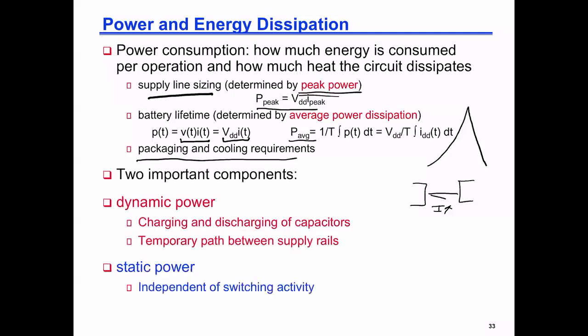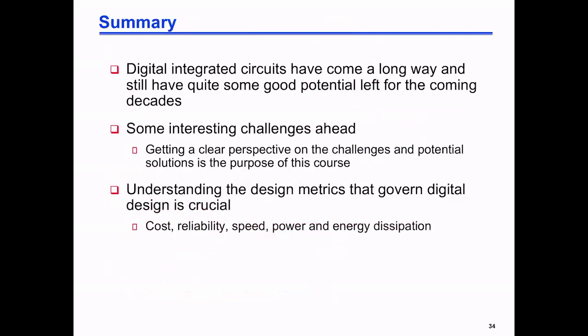What we care about are two components: the dynamic power and the static power. Dynamic power is the charging and discharging of the capacitors, and in some cases the short circuit current. And the static power is independent of the switching activity. It means that when my circuit is stable, not switching logic, not evaluating functions, if it still dissipates power, this can be costly for us in terms of operating and in terms of the battery lifetime. Okay, so these are the main concerns that we will get a good overview of during the course.